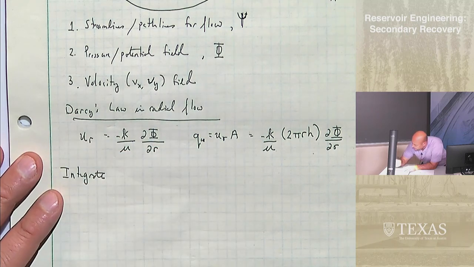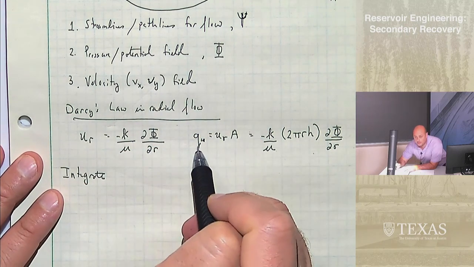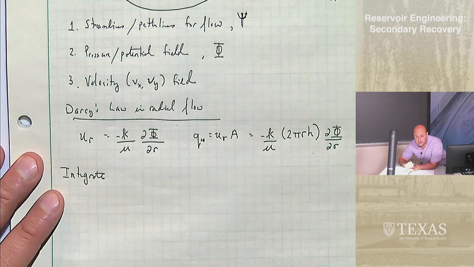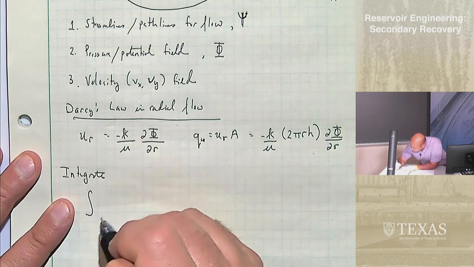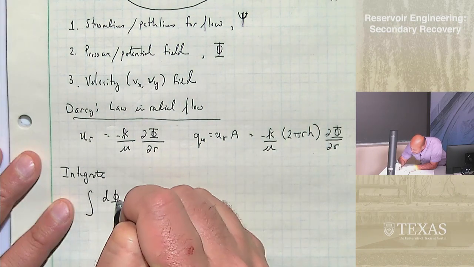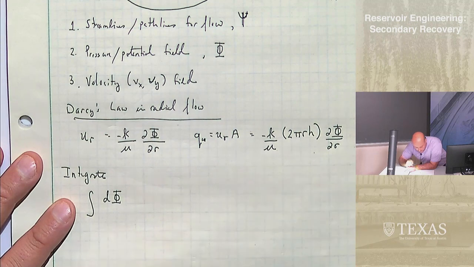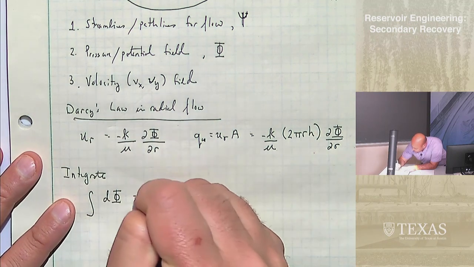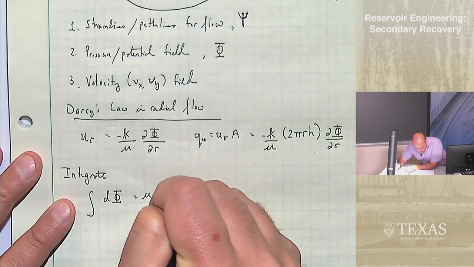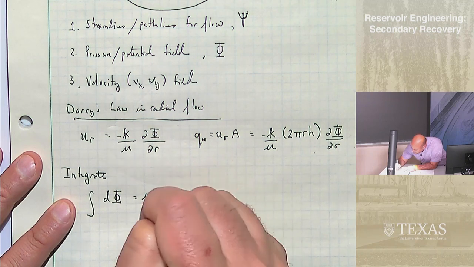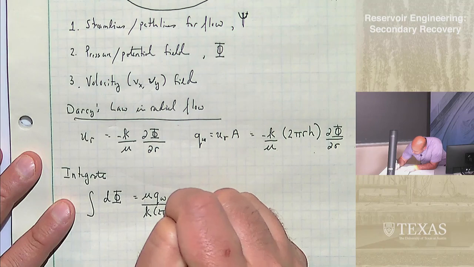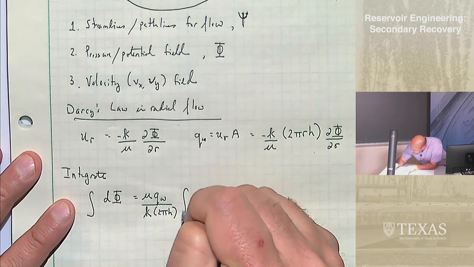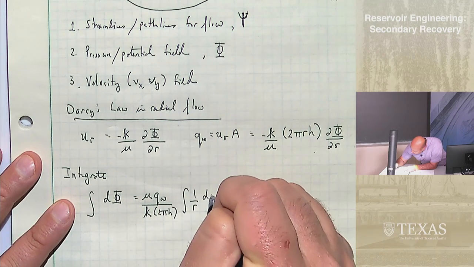All right, so I'm just going to move things around. Let's say I have a constant rate well. Let's say I'm injecting at constant rate. Maybe if it's steady state, then I'm also producing at constant rate. And what I can do is I can do d potential, right? I'm just going to separate my variables, is equal to, pull out my constants, mu Q_w divided by k 2 pi h times the integral 1 over r dr.